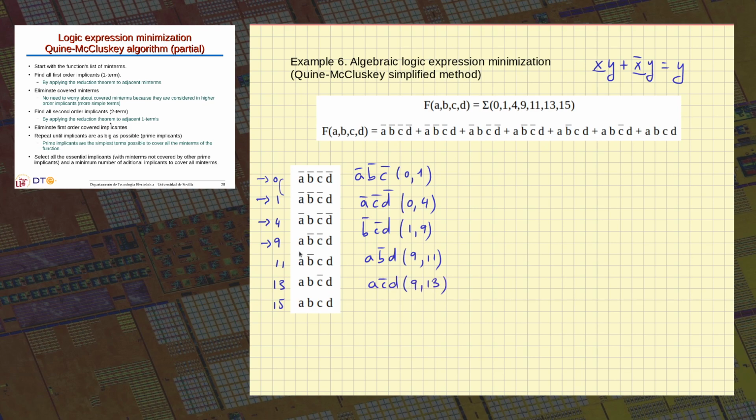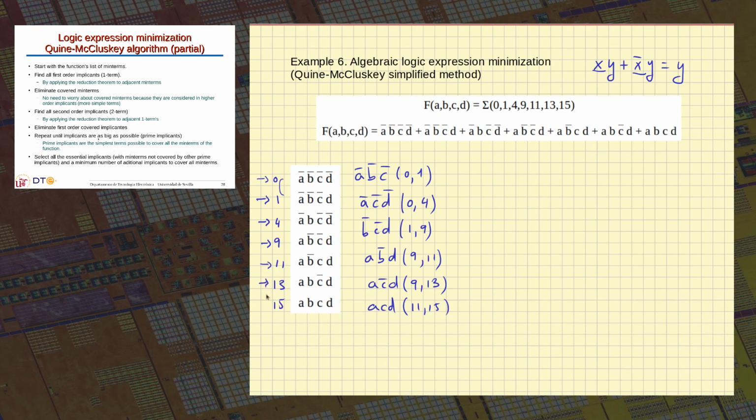Okay. Now, 9 and 15 cannot be simplified, so I'm done with minterm 9. Now, minterm 11, here there are two differences. But 11 and 15 can be simplified. They only differ in B. So there's A, C, D term which sums 11 and 15. Okay.